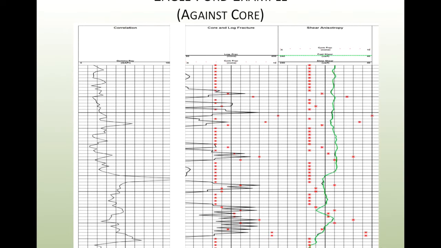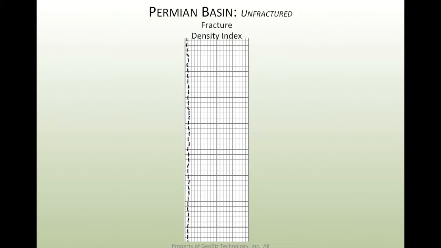This is again a little bit of a closer look at the plot. As you can see with the shear anisotropy result, what should happen is that the shear waves should split when encountering a fracture. However, as you can see, they do not. There was very little splitting, and the splitting that did occur was somewhat random, so it's hard to say that it correlated with the fractures in any way. So as you can see in this example, the fracture identification method provided a much clearer picture of what was happening within the wellbore than the shear anisotropy result.